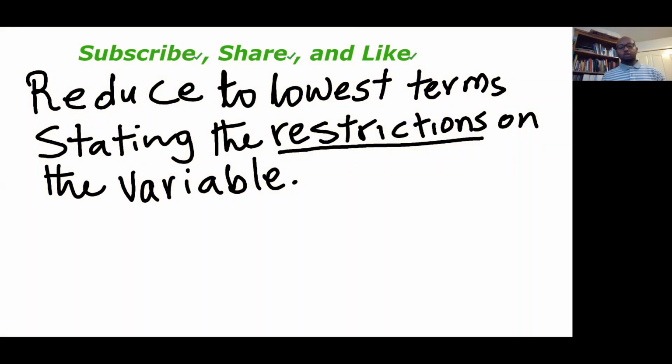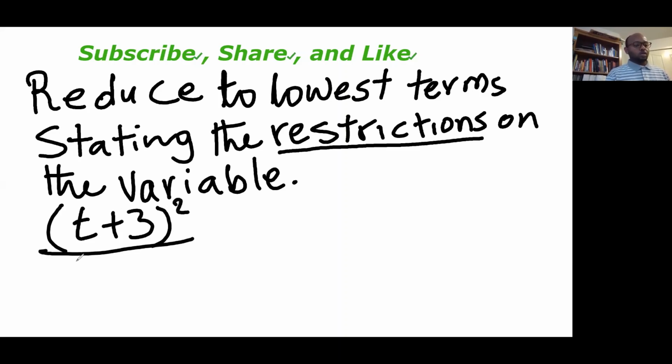I wanted to solve some questions here. The question is requesting: reduce to lowest terms, stating the restriction on the variable. I underlined the restriction because you have to be careful. That one is important. So the expression I have is, for example, (t plus 3) squared over (t plus 1) and (t plus 3).